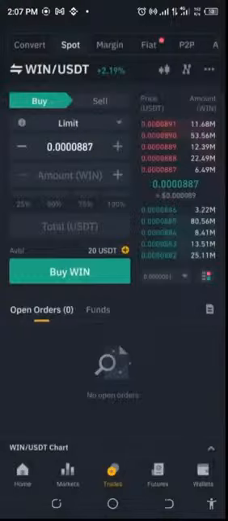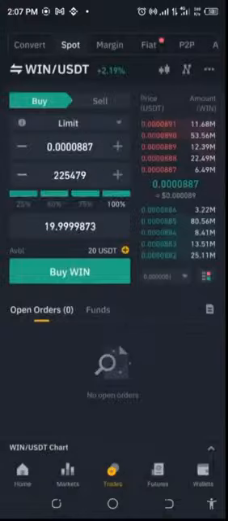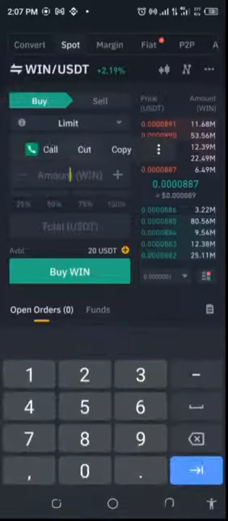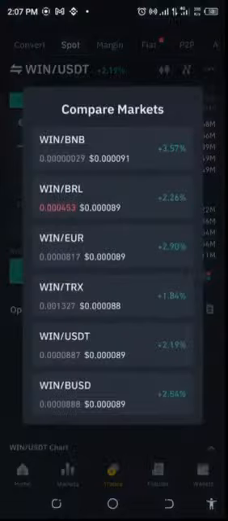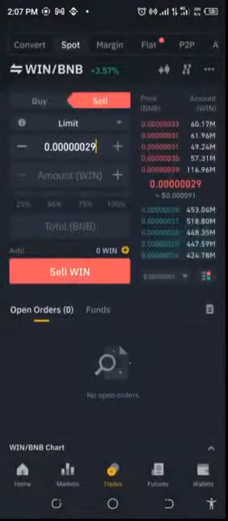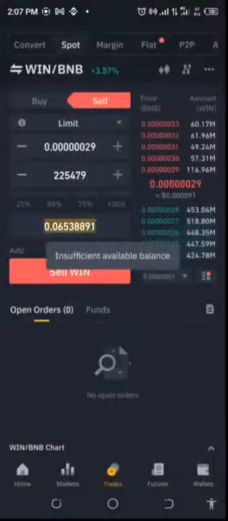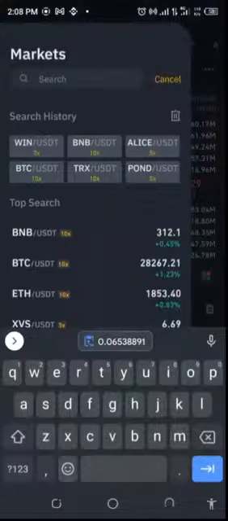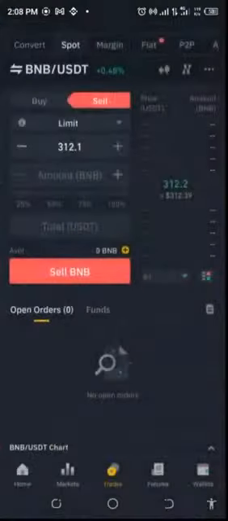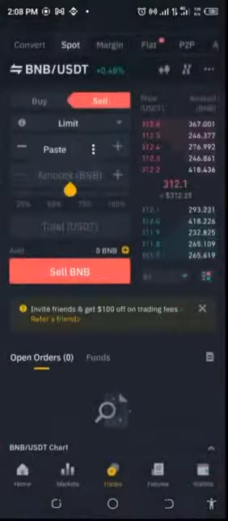Let's go ahead and work with our 20 USD that we have here. We're going to pick up about 100% and then cut that out and see what we're going to get. This is just basic, right? So let's go over to the compare markets and try it out here. Sell to BNB, okay? And then we'll pick up what we have and change that to BNB USDT. Okay, let's go ahead and do this.